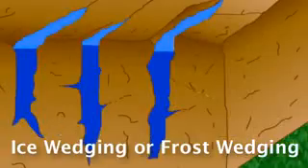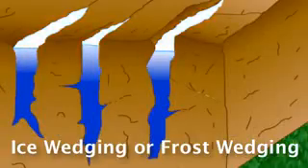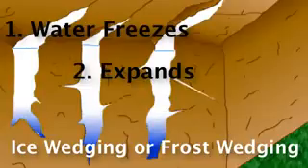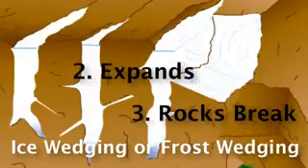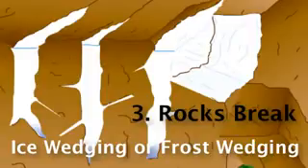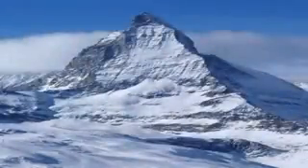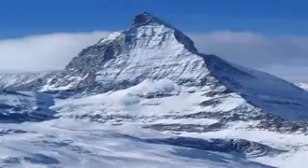Let's go ahead and see that again. Here's the water, we freeze it, it expands, notice that the fractures in the rock get bigger, and then it breaks up the rocks. This is called frost wedging or ice wedging, same thing. Ice wedging is going to be really important when we start to talk about glaciers. Take a look at this picture here.